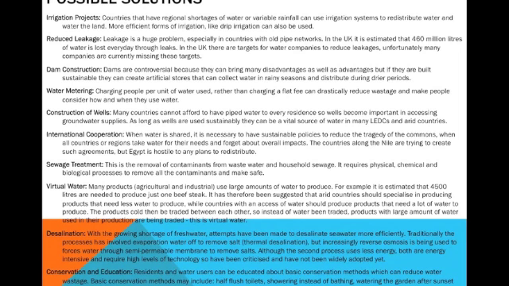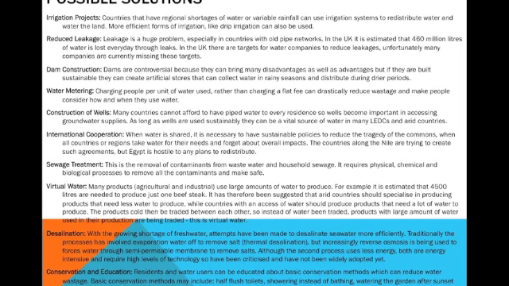Also, virtual water. Many products, especially agricultural and industrial ones, use large amounts of water to be produced. For example, it's estimated that 4.5 thousand liters are needed to just produce one beef steak. It has therefore been suggested that arid countries should specialize in producing products that need less water to produce, while countries with an excess of water should produce products that need a lot of water to produce. The products could then be traded between each other. So instead of water being traded, the products with large amounts of water used in their production are being traded. So this is virtual water.